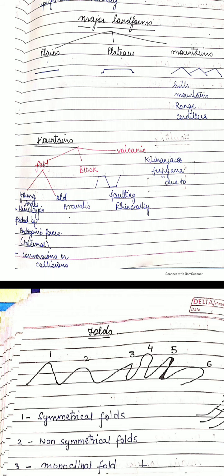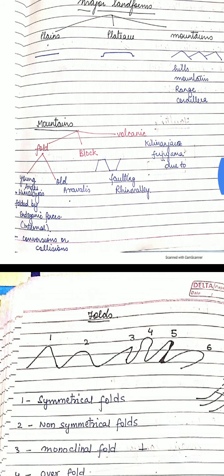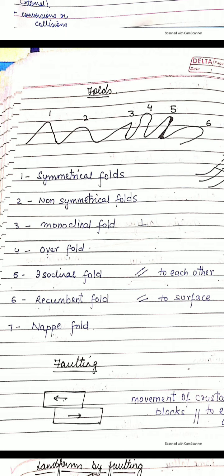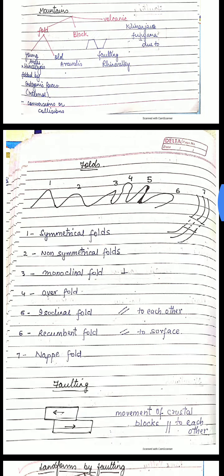Now if we talk about the folds, you can see in the flow chart, there are 7 major types of folds. One is the symmetrical fold, where the angles are equal at both sides. You can see point number 1, fold number 1. Fold number 2 is where the angle may vary. At one side, the angle of the mountain is different from the other. Although it is not mentioned in your NCERT book, it's always better to learn.